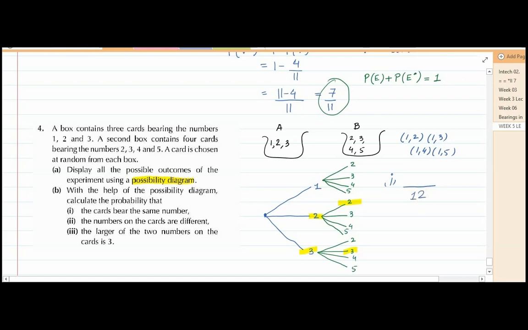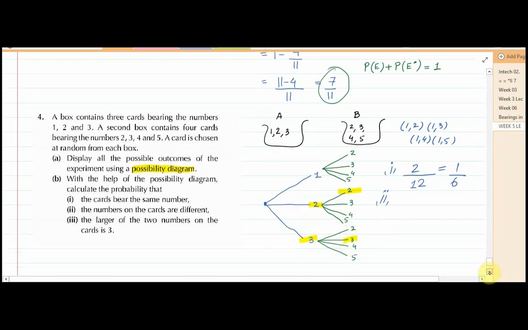12 possible outcomes, and the one we are looking for is 2 comma 2 first one, 3 comma 3 second one. So there are two outcomes which have the same number, so it's 2 divided by 12, and 1 divided by 6, right? Second part, the numbers on the cards are different. So there are a number of possible outcomes. You will say that 1 comma 2 yes, 1 3 yes, 1 4 yes, 1 5 yes, 2 3 yes, 2 4, 2 5, 3 2, 3 4, 3 5. So there are a number of cases.